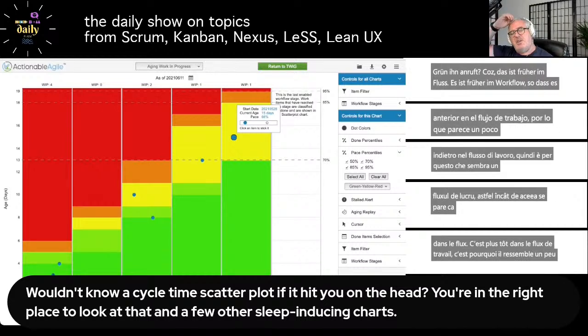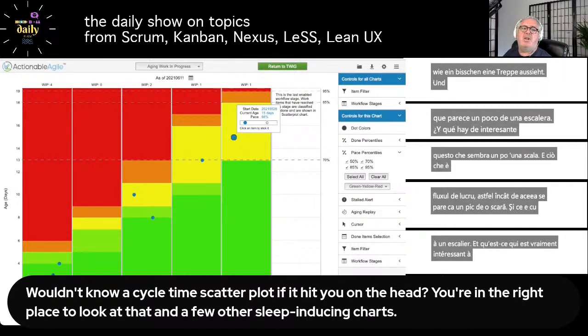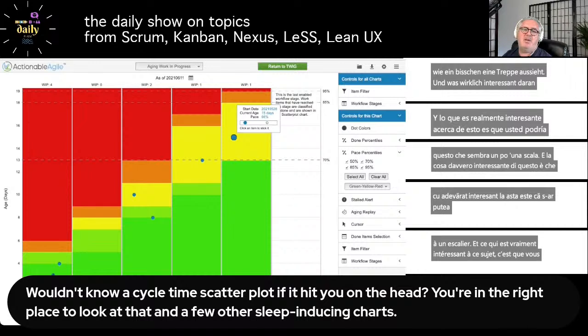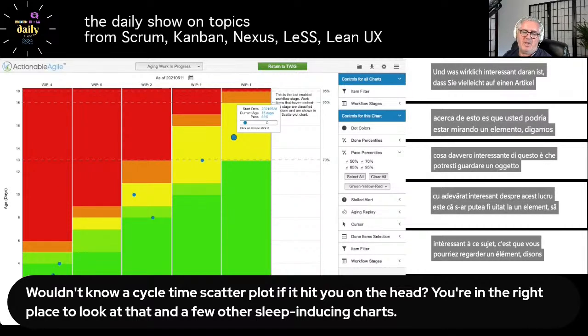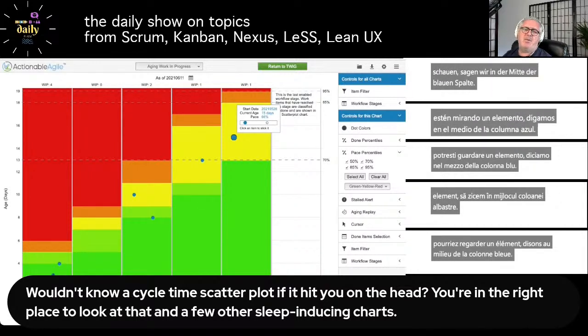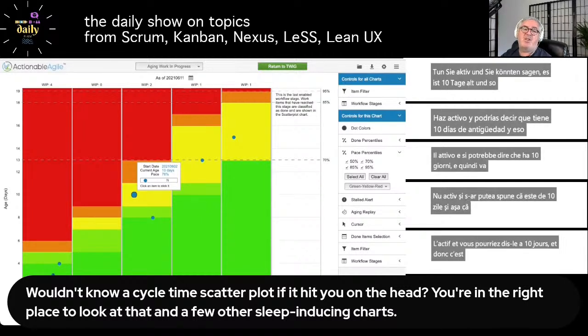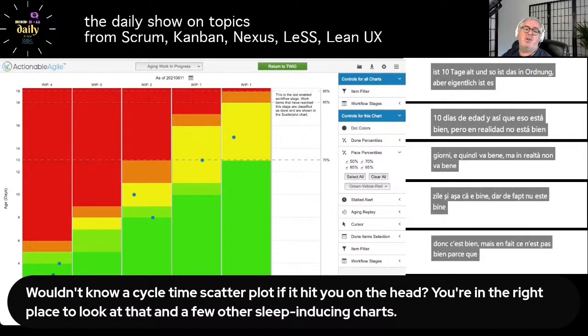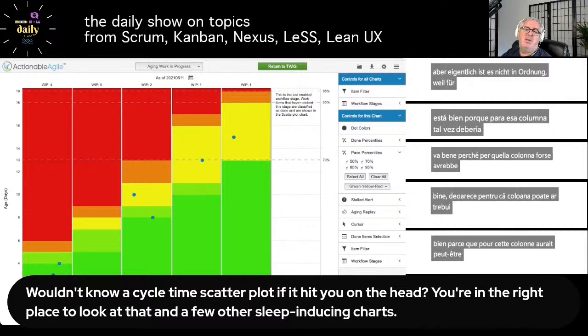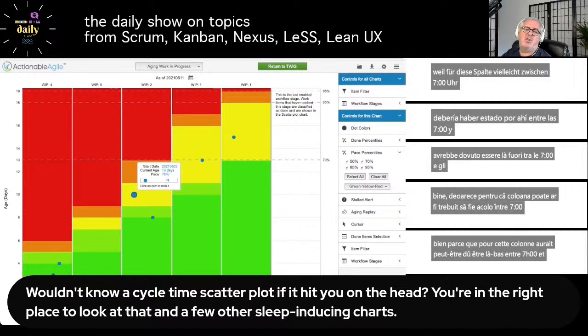And what's really interesting about this is that you might be looking at an item in, say, the blue active column, and you might say, well, it's 10 days old, and so that's fine. But actually, it's not fine, because for that column, maybe it should have been out of there between 7 and 8 days old. But there it is, stuck at 10 days old.